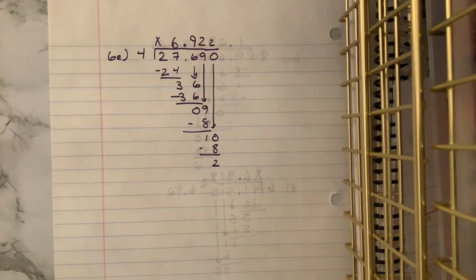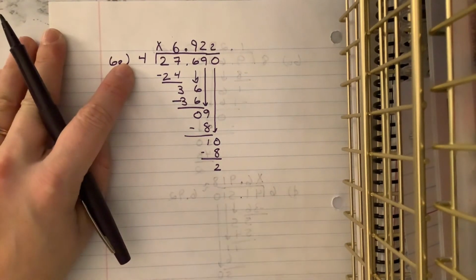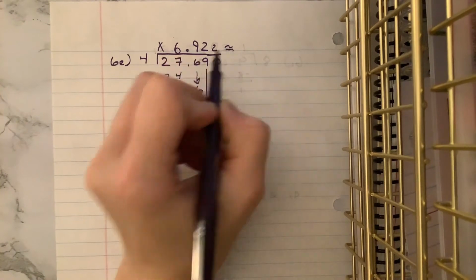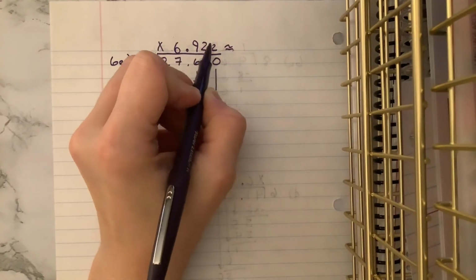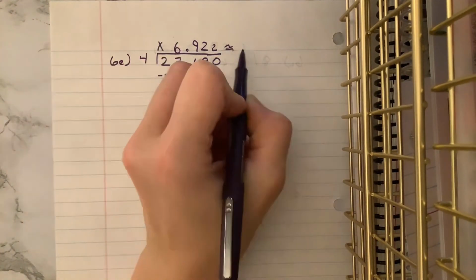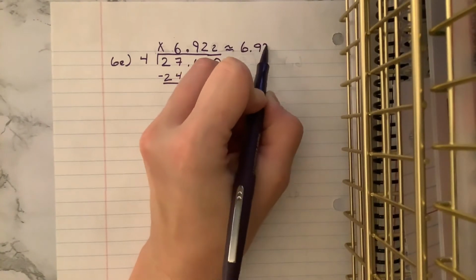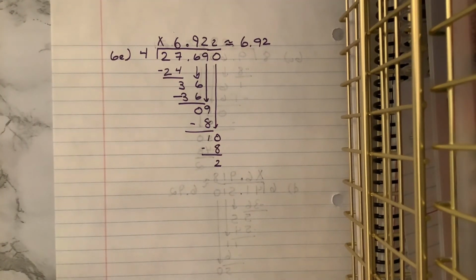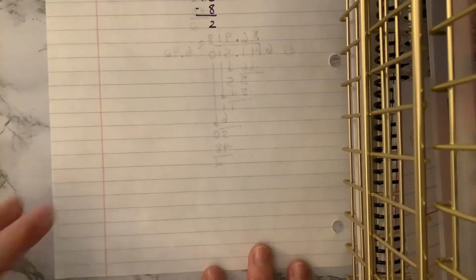And we stop there. And actually, this is an example where you might look at that and say, well, if I added a 0 and brought it down, then I could put 4 into 20 and it would be even, the decimal would terminate. But we're practicing just going to that second decimal place. So now we're going to round our answer. This 2 here tells us to leave it alone. So our answer is approximately 6 and 92 hundredths.